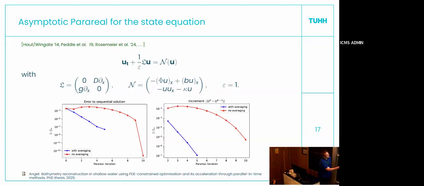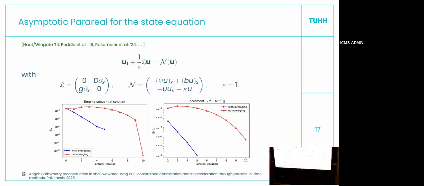So this is the forward solution, the state solution on 10 time intervals, 10 time slices, for standard parareal and for the asymptotic parareal variant, which we stopped at a reasonable accuracy. This is the error to the sequential solution. This is the increment. It's nicely done. So here you get some speed up at least.